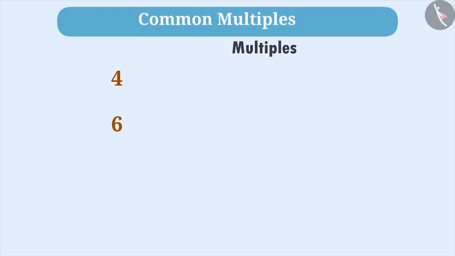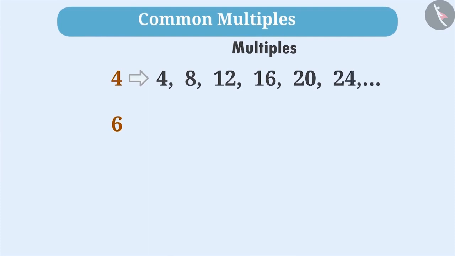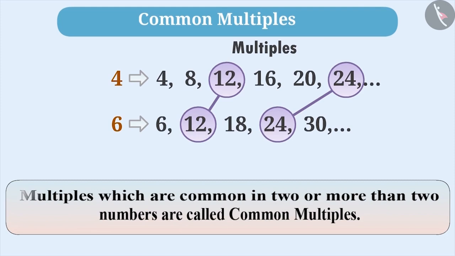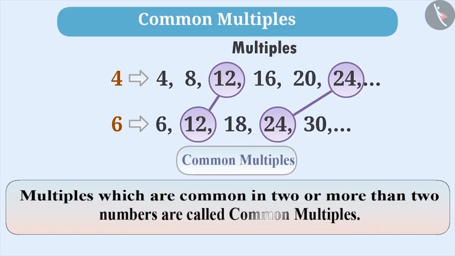Let's find multiples of 4 and 6. Multiples of 4 are 4, 8, 12, 16, 20, 24, etc. And multiples of 6 are 6, 12, 18, 24, 30, etc. We can see that the numbers 12, 24, etc. are common among the multiples of both 4 and 6. The multiples which are common among the multiples of 2 or more than 2 numbers are called common multiples.